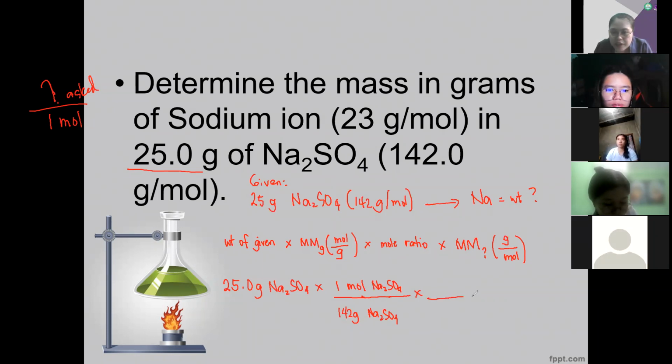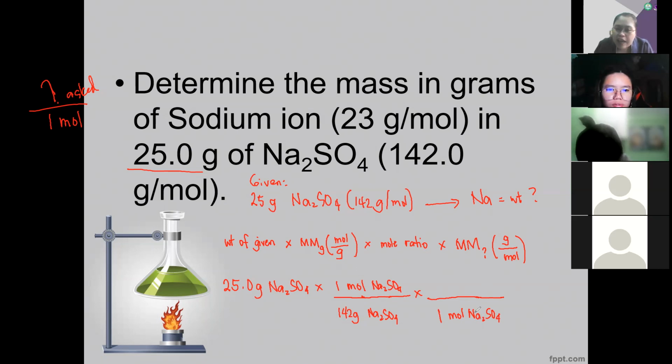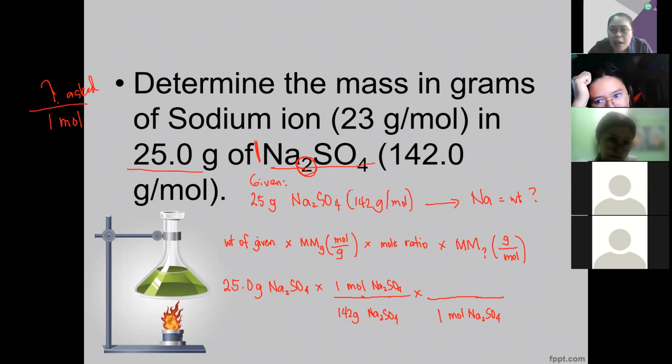Tapos yung mole ratio, ganito. This is how you identify the mole ratio. Remember, mole of sodium sulfate yung nasa taas, so dito siya sa baba. Kailangan kasi natin mag-cancel, class. So according sa given, sa isang mole daw ni sodium sulfate, i-identify mo sa taas kung ilang mole ni sodium ang meron. So, di ba pag meron kang isang sodium sulfate sa formula na yan, makikita mo na dalawa si sodium. So yan yung tinatawag na mole ratio.